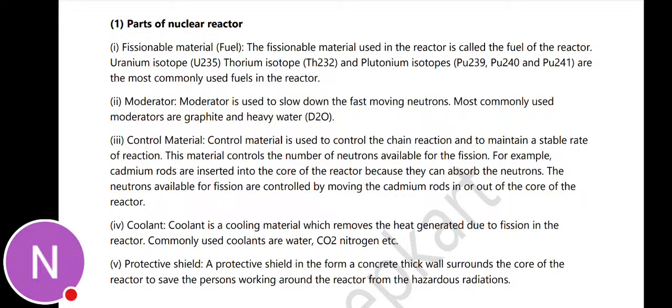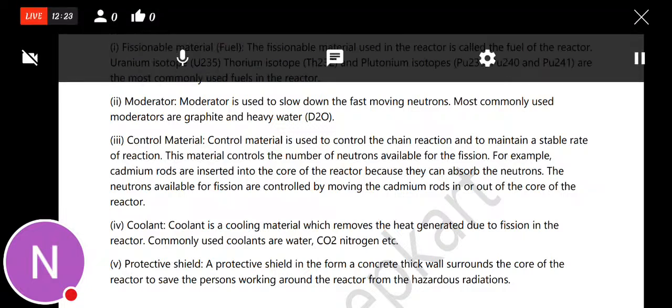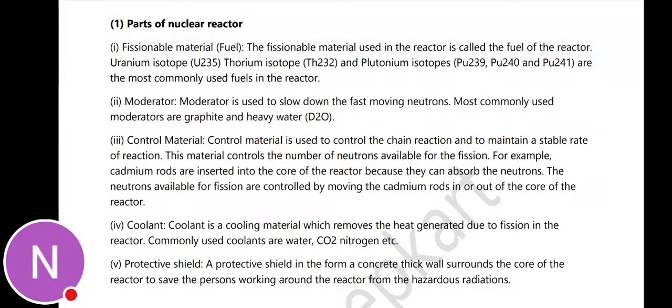The fissionable material that is used in the nuclear reactor is called the fuel of the reactor. The uranium isotope U-235, the thorium isotope Th-232, and the plutonium isotopes Pu-239, Pu-240, and Pu-241 are the most commonly used fuels in the nuclear reactor.